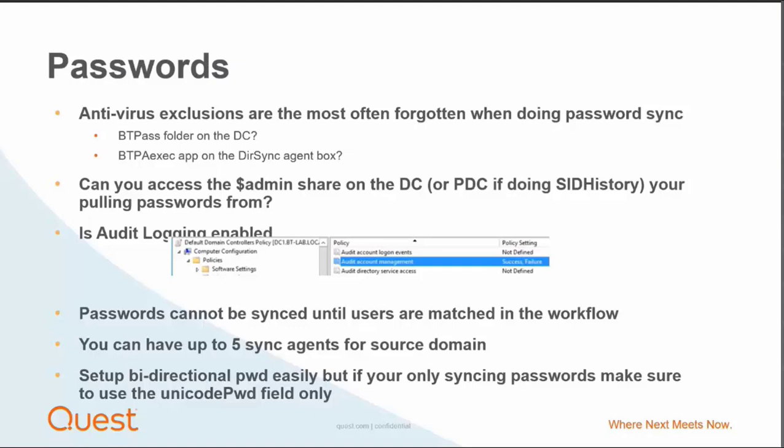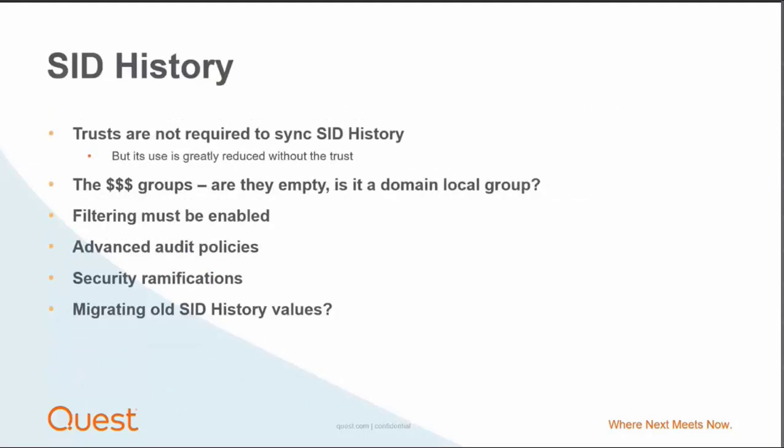And then again, things like bidirectional password synchronization, really, really simple and straightforward in the tool. If you wanted to only do bidirectional password synchronization, right? You didn't care about any attributes or anything like that. All you have to do is create the workflow or the template that includes the Unicode password field, and you're off and running. Right? So again, really simple, really easy to do bidirectional password synchronization, but just make sure that when you create that template and that workflow, right, that you only have that field in there so that we're not syncing other attributes. Okay.